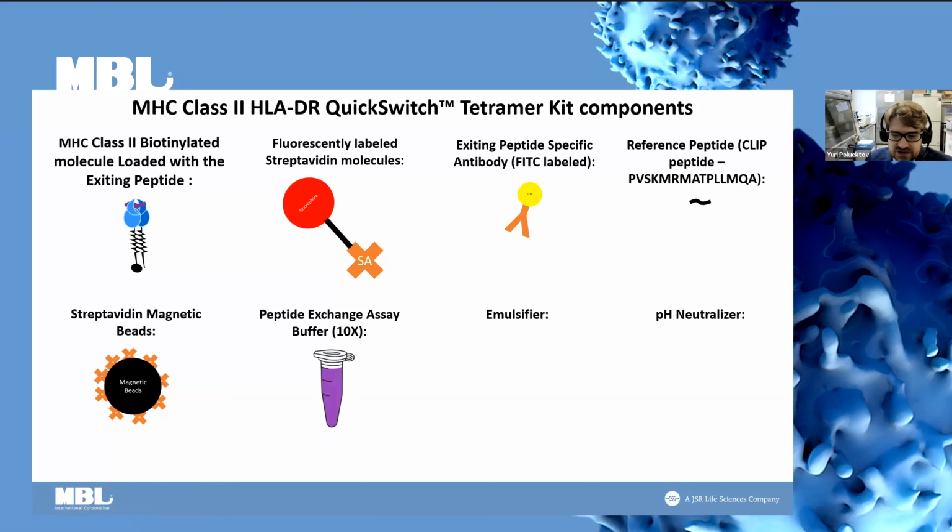Each kit comes with the necessary volume of wash buffer that will be used to wash the magnetic beads during the staining procedures. And unlike the Class 1 kit, there is no peptide exchange factor necessary, but we strongly recommend that you add an emulsifier to the reaction to prevent MHC molecules from aggregating with each other. And finally, the Class 2 kit comes with a volume of neutralizer since the exchange reaction takes place in a slightly acidic environment, and that may affect your staining. It is recommended to neutralize your exchange reaction before tetramerizing the MHC molecules.